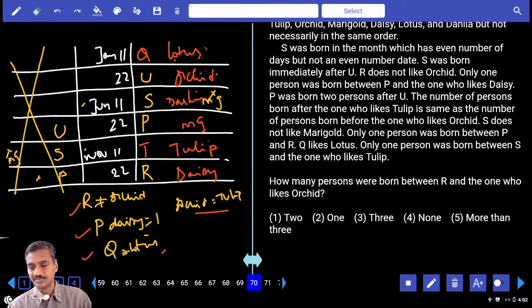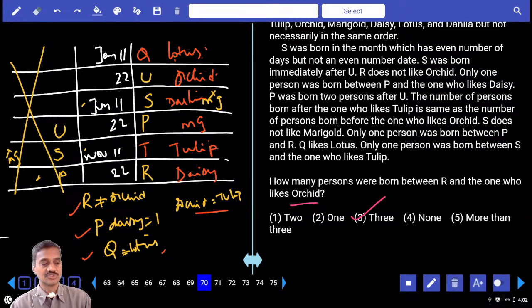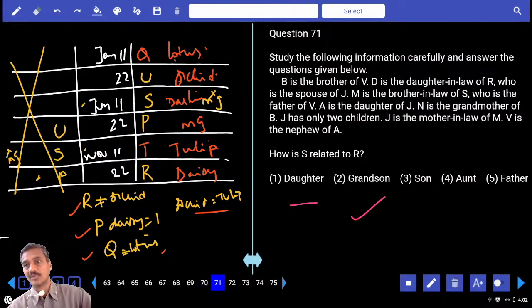And 70, how many persons were born between R and the one who likes orchid? Between R and orchid, there are exactly 3 persons. So choice 3, question number 70. Clear now? Now this is about question numbers 66 to 70. Then 71 onwards, it is based on blood relations.